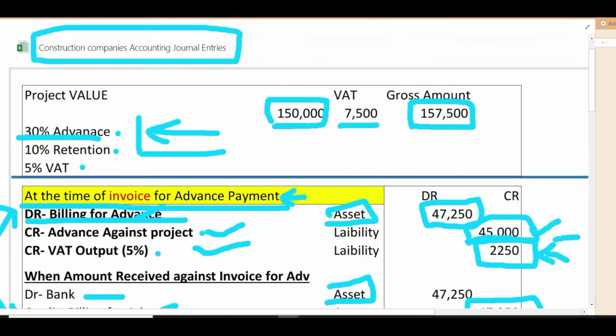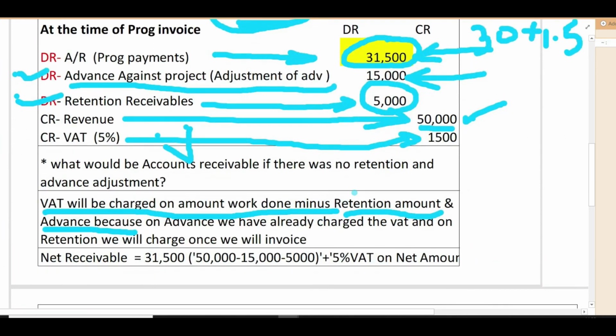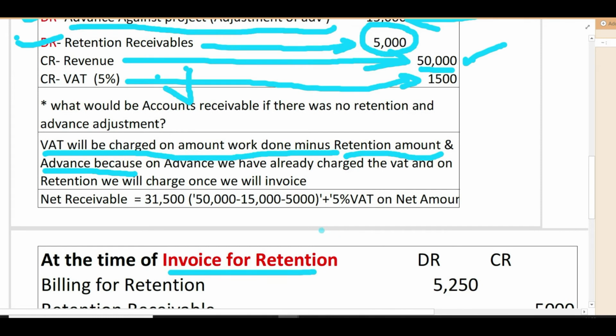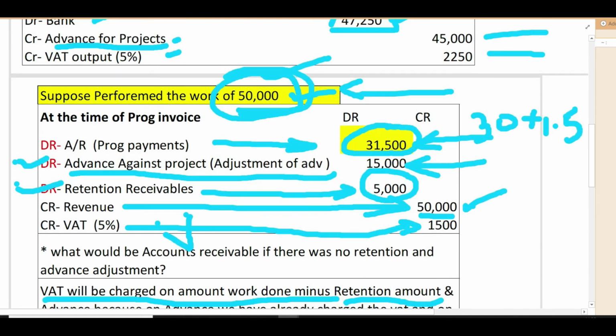If you see over here, this is the VAT that we have already charged, either we received or we invoiced them. So that's why we are reducing it. And similarly, we have reduced the amount of retention for the calculation of the VAT, because we will charge VAT once we invoice for it. So net receivable against the progressive invoice is 31,500, that is 50,000 minus 15,000 minus 5,000 plus 5% VAT on the net amount. So it is concluded to be 31,500.